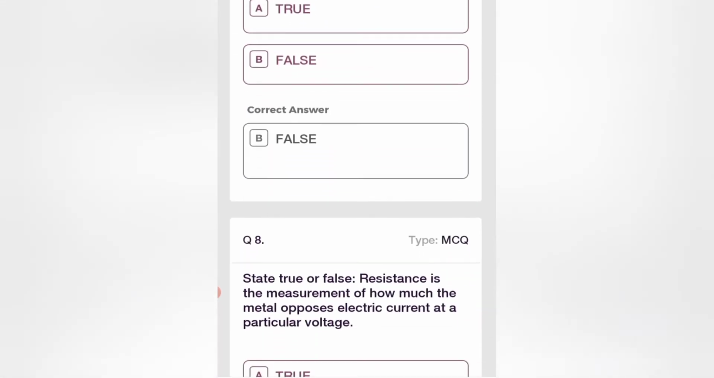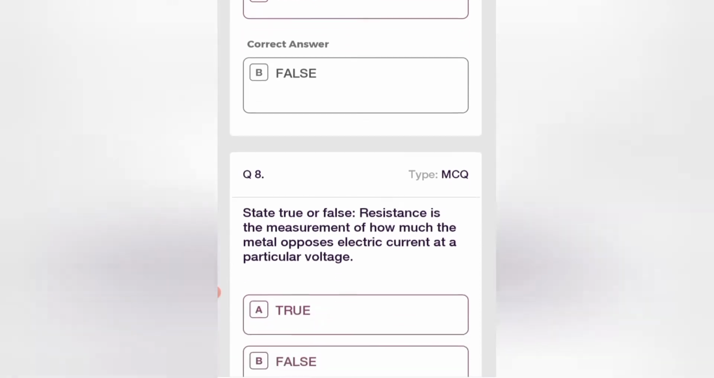Next statement. Resistance is the measurement of how much the metal opposes the electric current at a particular voltage. Yes. Resistance means it is the property which will oppose or hinder the flow of current. Yes, that is correct. So it is true.